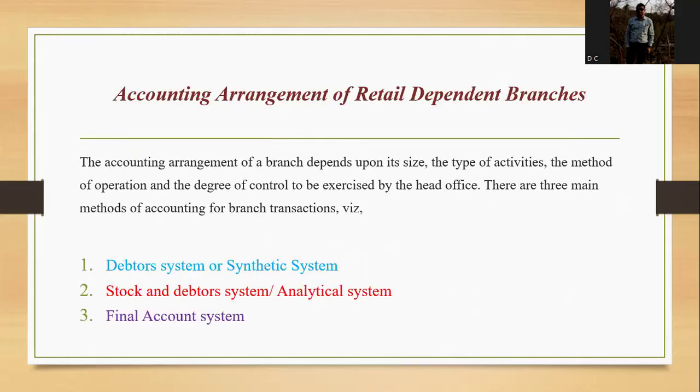Now we are going to discuss the important part, the accounting arrangement of retail dependent branches. The accounting arrangement of a branch depends upon its size, type of activities, the method of operation, and the degree of control to be exercised by the head office.